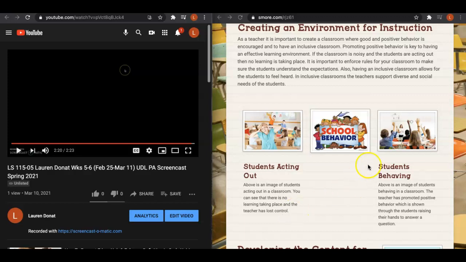And then if you go a little bit over here, you can see the students behaving. So above is an image of students behaving in the classroom. The teacher has promoted positive behavior, which is shown through the students raising their hands to answer the questions. They want to show respect to the teacher. So how do they do that? By raising their hand.